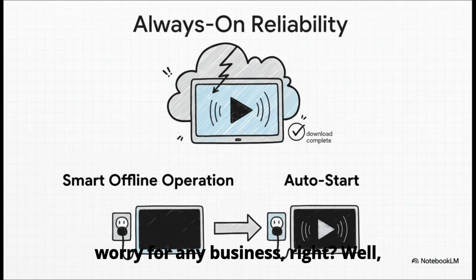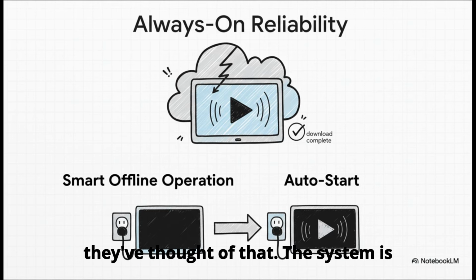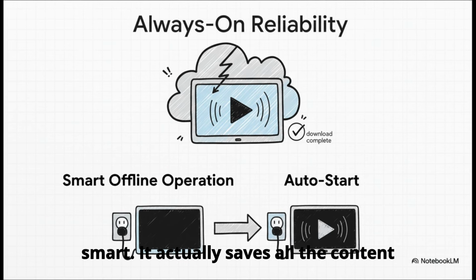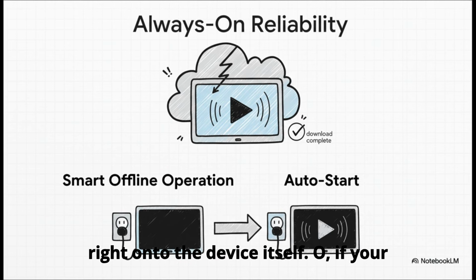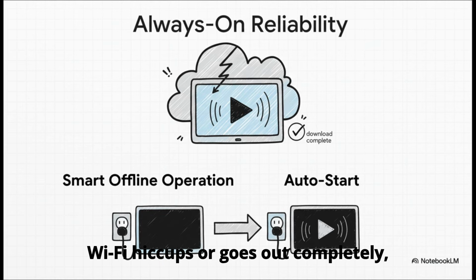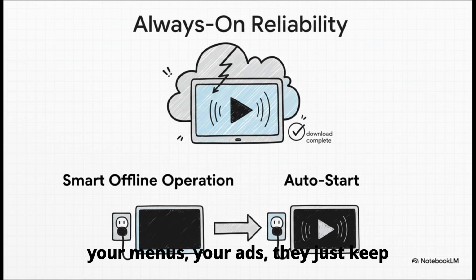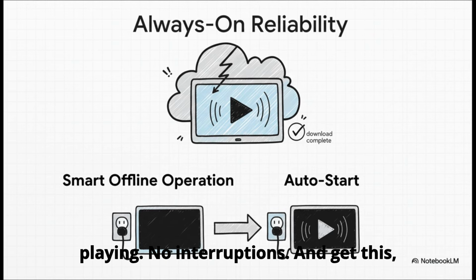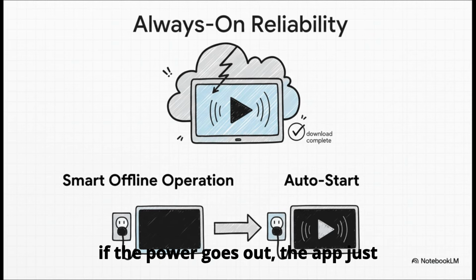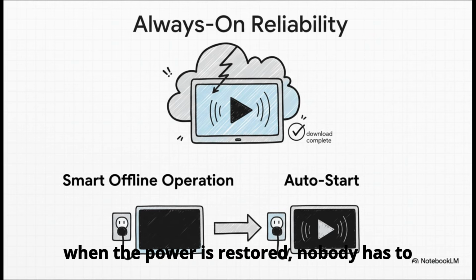That's a huge worry for any business, right? Well, they've thought of that. The system is smart. It actually saves all the content right onto the device itself. So if your Wi-Fi hiccups or goes out completely, your menus, your ads, they just keep playing. No interruptions. And get this, if the power goes out, the app just starts itself back up automatically when the power is restored. Nobody has to touch a thing.